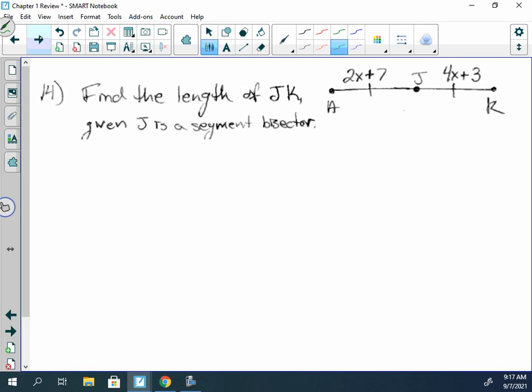Okay, so what do we know about the line segment? Find the length of JK. So we're wanting to find this length here. Given J is a segment bisector, so it does what? It cuts it in half. So it means our 2 segments are going to be congruent to each other. Now to find the length, I do need to find the value of X. Well, since I know that 2X plus 7 is equal to 4X plus 3, I can set them equal to each other and solve for the value of X.